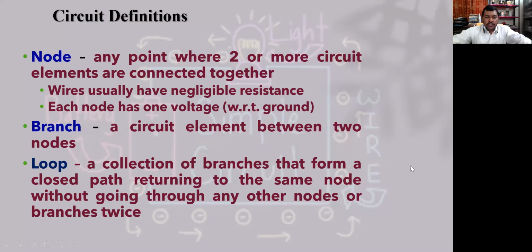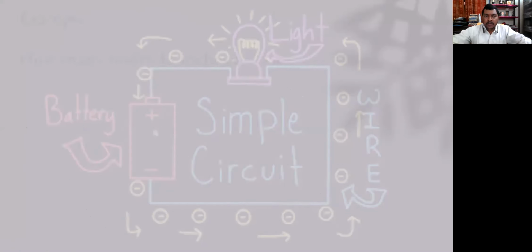I'll read it for you. A collection of branches that form a closed path returning to the same node without going through any other nodes or branches twice is called a loop. These three are very, very important as far as basic electronics is concerned.